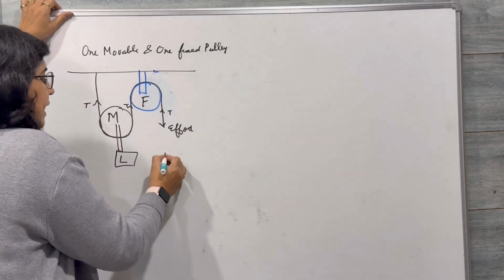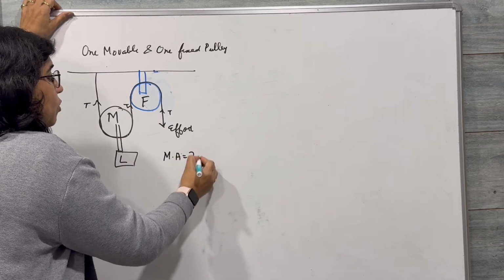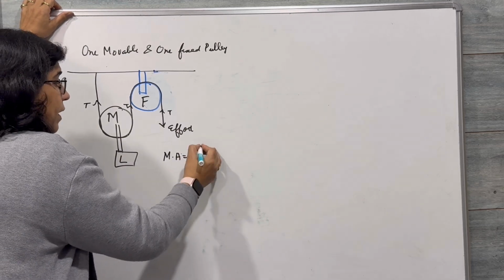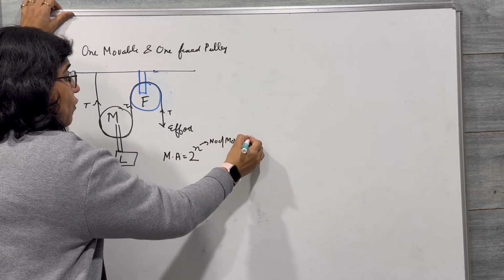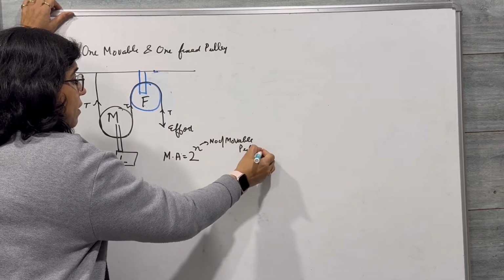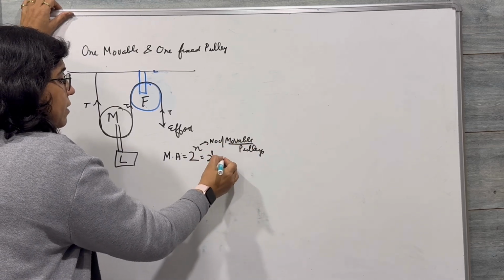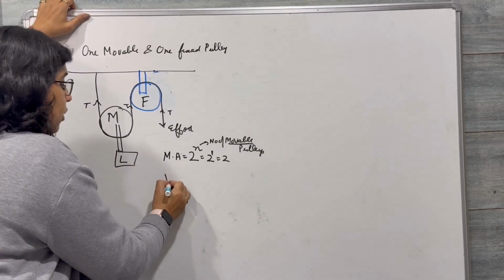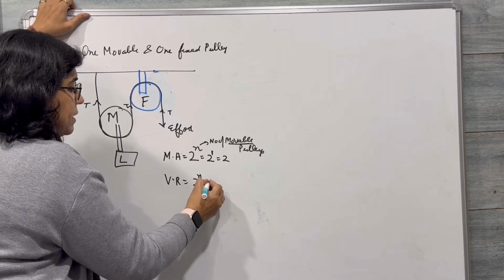In this case again, mechanical advantage is 2 raised to power n, where n is the number of movable pulleys. Please remember. So how many movable pulleys do you have? 1. So it's again 2. Mechanical advantage is 2 in this case again. Velocity ratio is again 2 raised to power n, n is the number of movable pulleys.